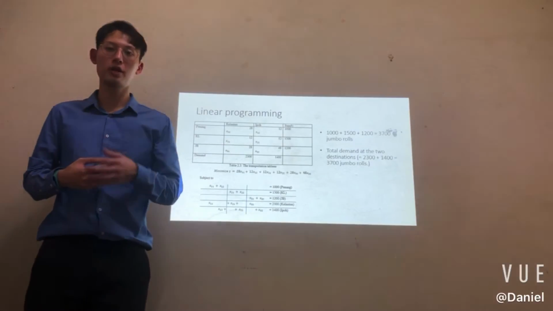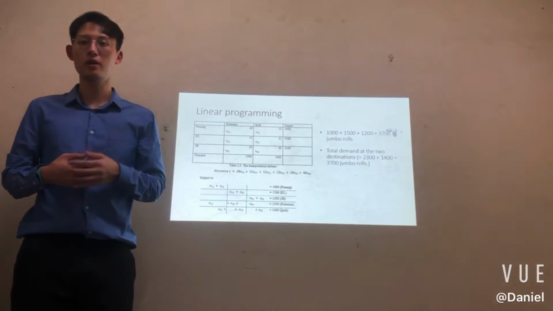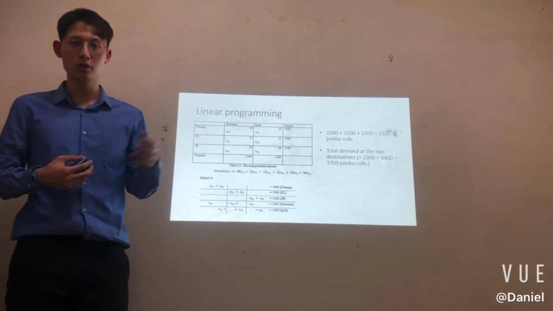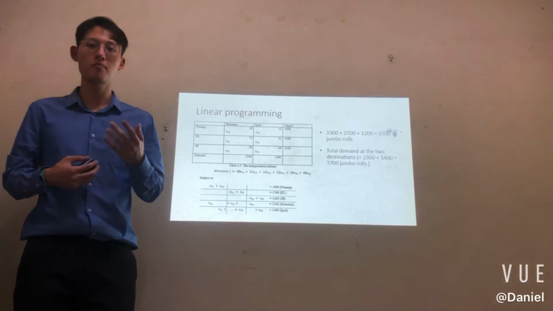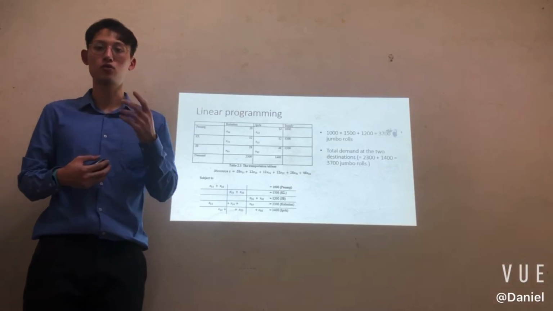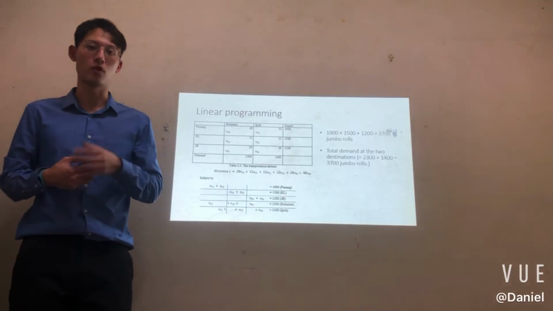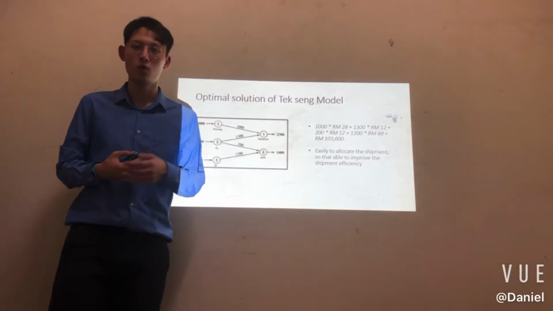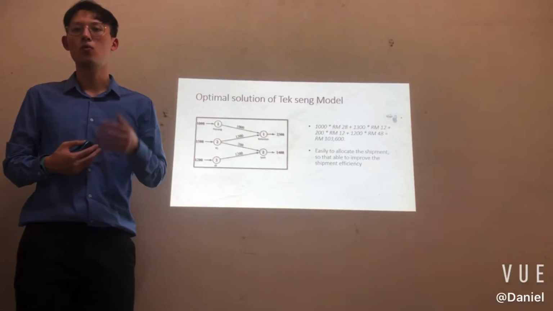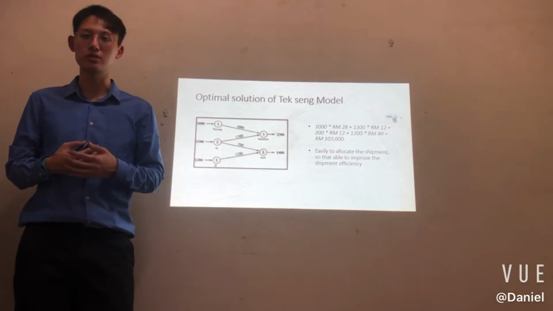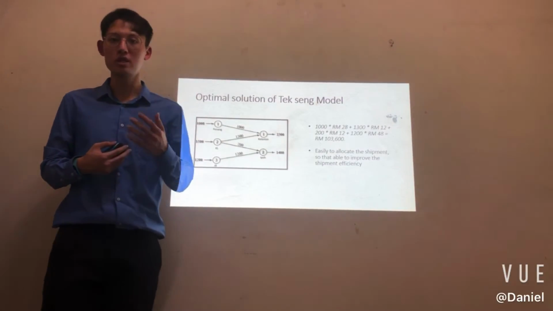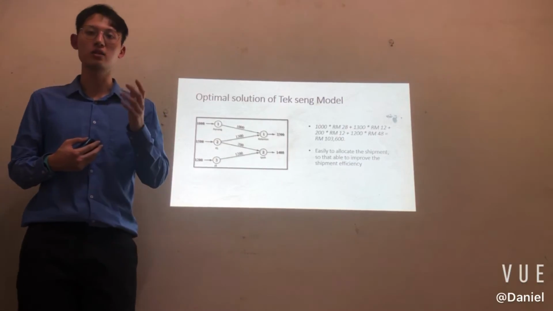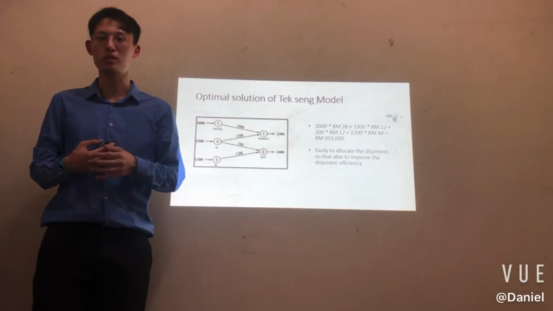There are 3 locations the transportation will be delivering from, which are Penang, KL, and JB. Look at the calculation in linear programming. The total demand at the 2 destinations is 3,700 jumbo rolls across the locations. From the optimal solution table, we can see that there is a total of 103,600 in expenses daily, which has significantly improved compared with previously. It is now easy to allocate the shipments and able to improve shipment efficiency.